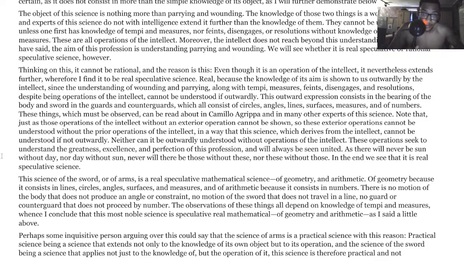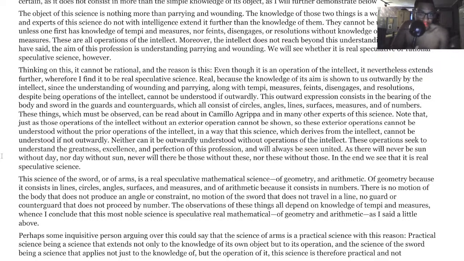However, thinking on this, it cannot be rational, and the reason is this. Even though it is an operation of the intellect, it nevertheless extends further. Wherefore, I find it to be a real speculative science. Real because the knowledge of its aim is shown to us outwardly by the intellect, since understanding of wounding and parrying, along with tempi, measures, feints, disengages, resolutions, despite being operations of the intellect, cannot be understood if not outwardly. This outward expression consists in the bearings of the body and the sword and guards and counterguards, which all consist of circles, angles, lines, surfaces, measures, and of numbers.